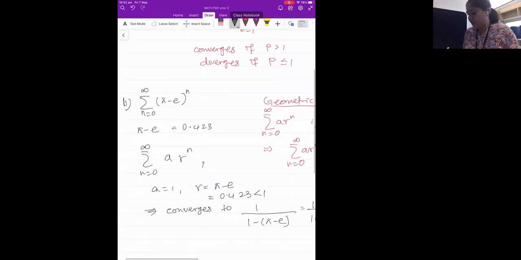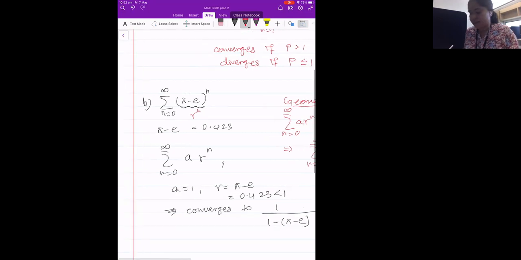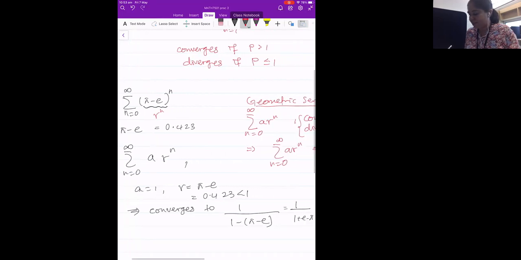Part B, you have (pi minus e) to the power n. This is just a number to the power n, in the form r to the power n, where this number is 0.423. You can compute that. What sort of test tells us whether this series converges or diverges? I think I've given the answer: geometric, yeah.